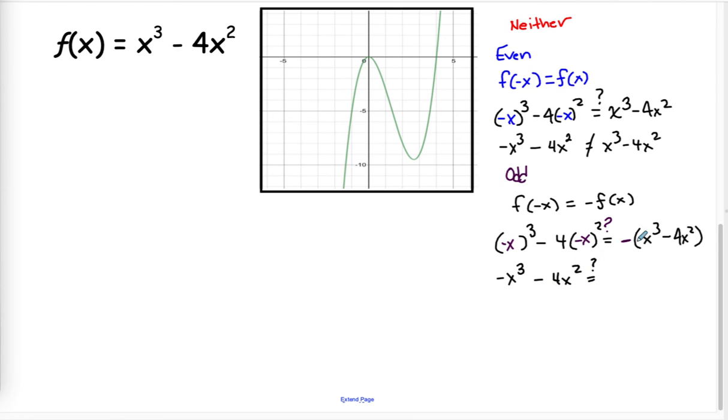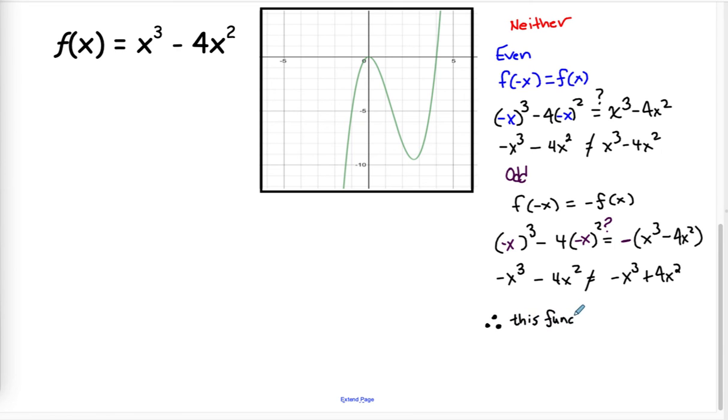Does that equal the negation? Negative x cubed. Looking good. Aw, negative times negative is positive 4x squared. Therefore, we replace with a does not equal. And here's a little thing. This is how we abbreviate the word therefore.